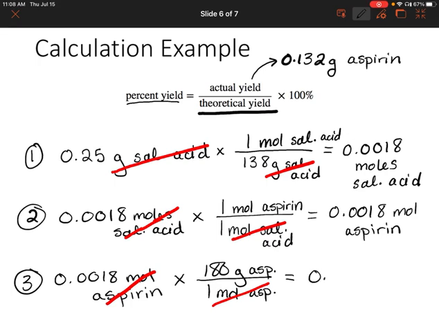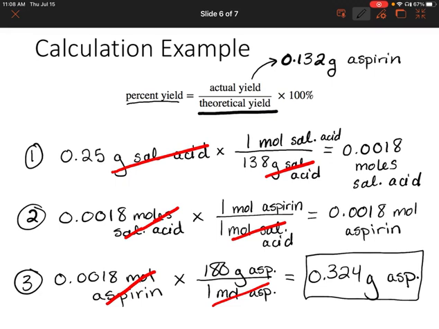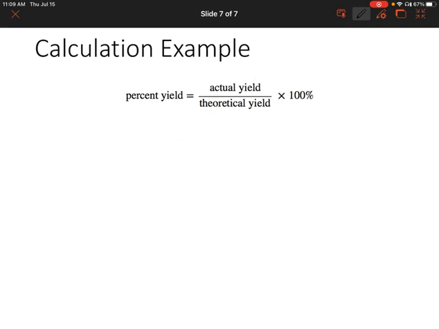Okay, so I got 0.324 grams of aspirin. So that's what we would expect to form if everything went 100% correctly. Now, we're going to compare that to what we actually formed in experiment, 0.132 grams. So we definitely didn't form the full amount that we could have formed. But again, that's totally normal in lab because mistakes happen, things get lost or spilled, or things get left behind in glassware.